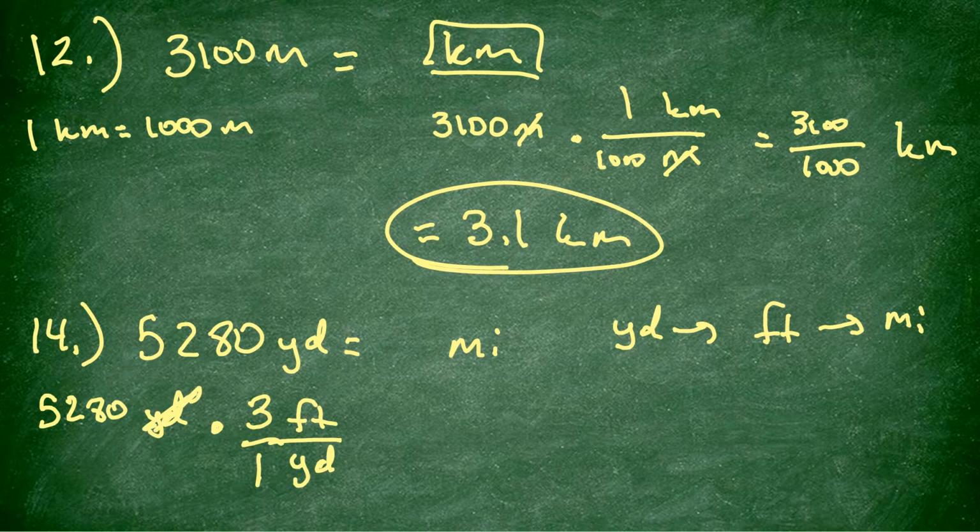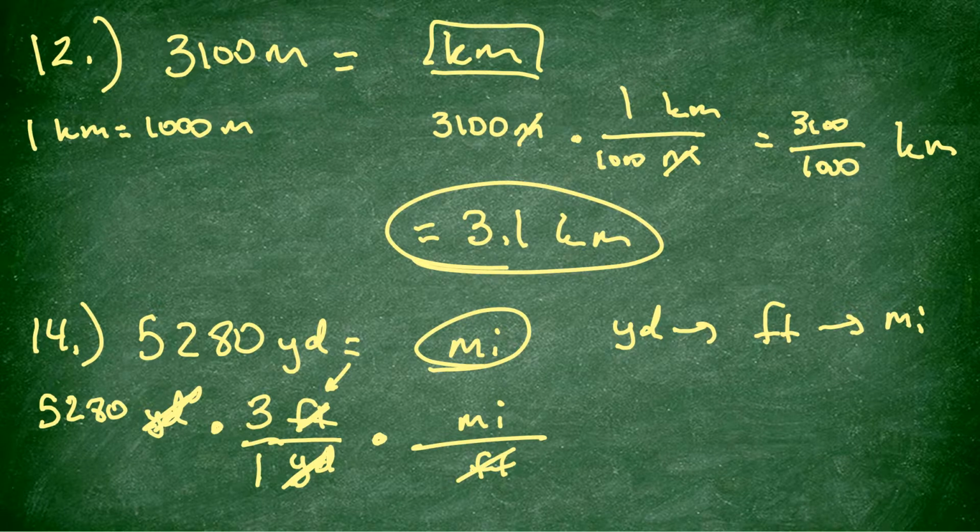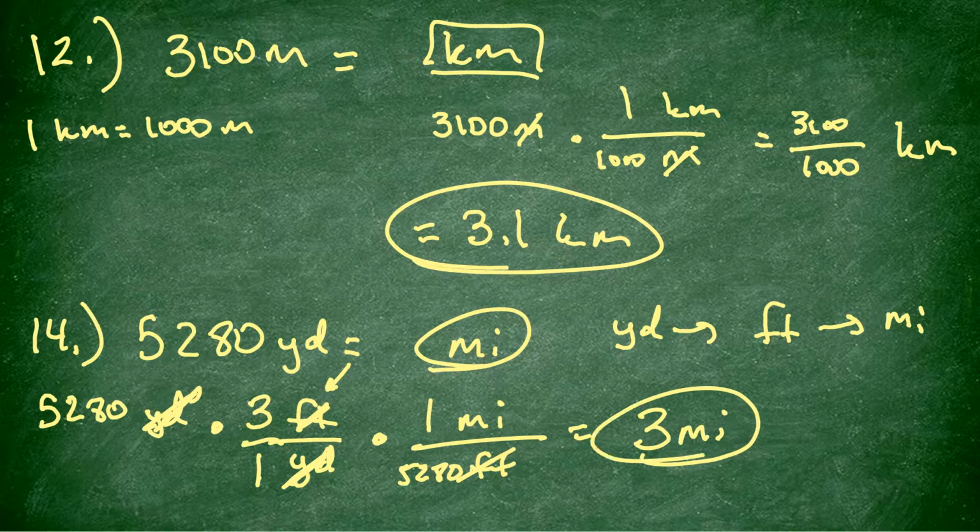Now, the yards are gone. You could multiply right now, but I'm just going to keep on going because I don't want to end up with feet right here. I want to end up with miles. So I'm going to put miles on top, and I'm going to put feet on bottom. Now these feet will cancel, and I'll be left with the miles right here. So I put 1 mile is 5,280 feet. So I do 5,280 times 3 divided by 5,280. I end up with 3 miles, and that's it.